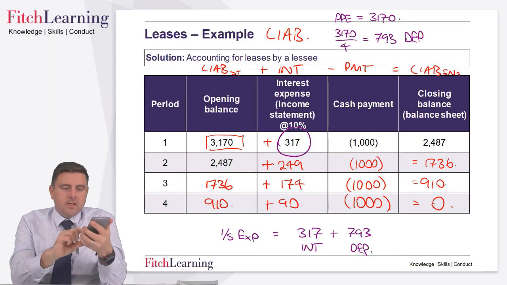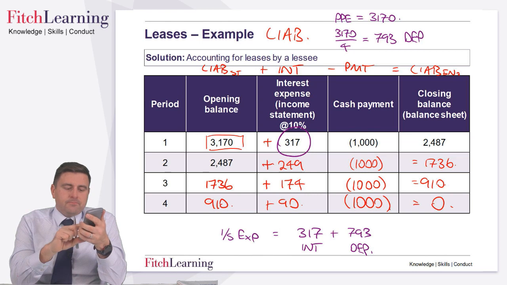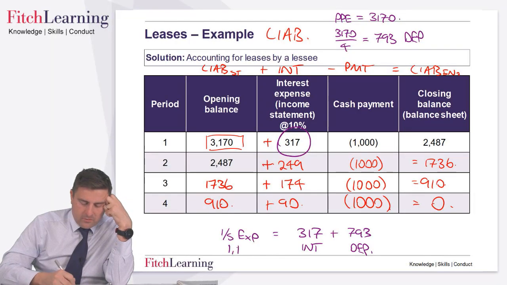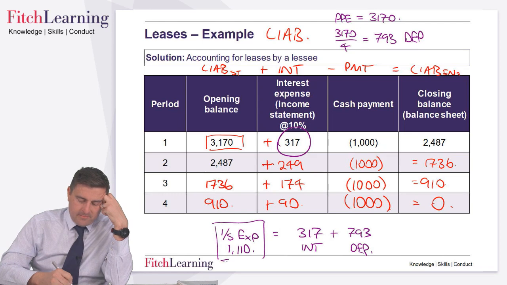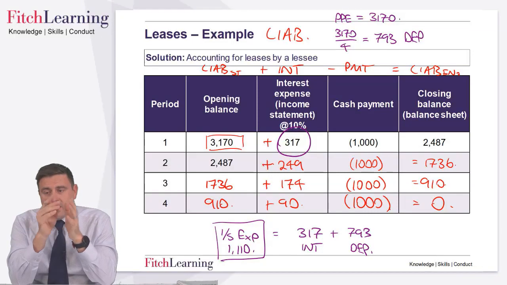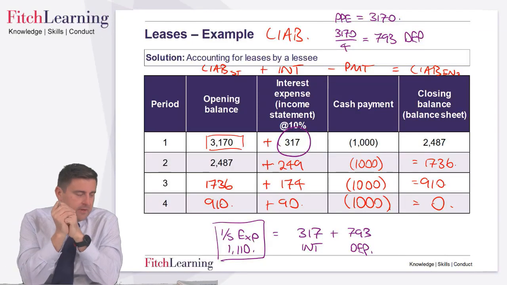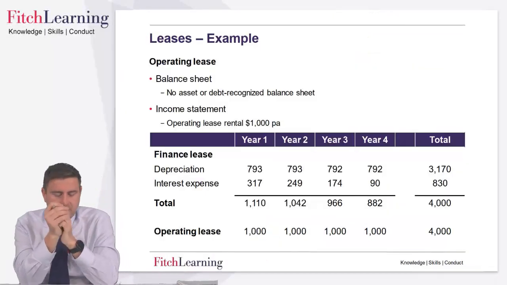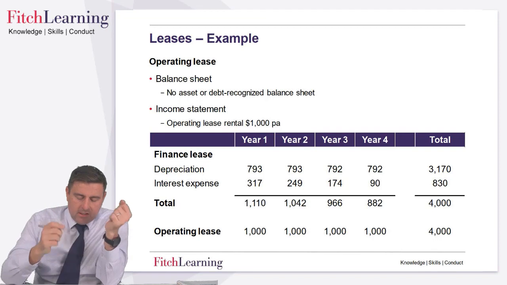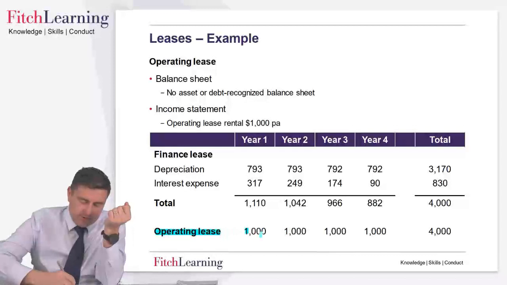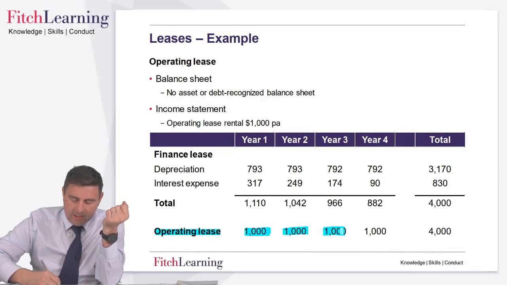And if you take those two together, so the 793 plus the 317, then that's a total income statement expense of 1,110. Now, the reason I want to show you this is that that is the expense in total through the income statement for the capital or financing lease. And if this was just an operating lease, the operating expense that you would put through the income statement as a lease expense would just be the same 1,000 cash payment you're making every year.